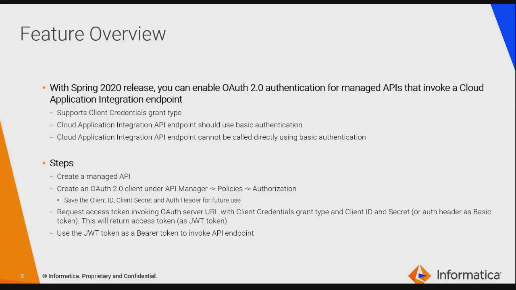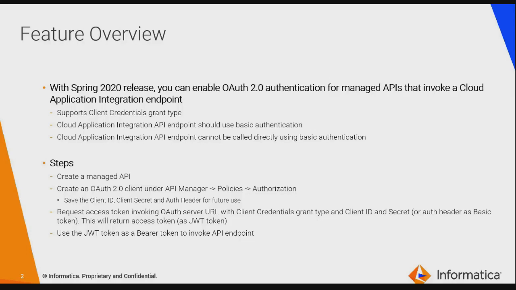enabled for basic authentication. You can create a managed API and then create an OAuth 2.0 client under API Manager Policies Authorization. We will see this in action in the demo. You need to save certain key information like client ID, client secret, and auth header for future use.